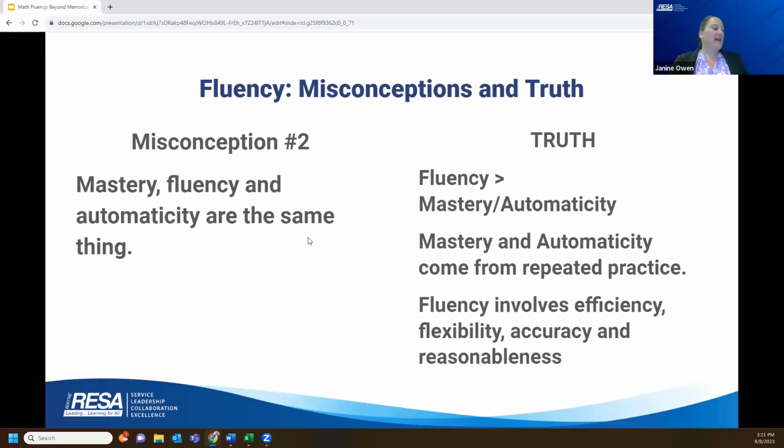The second misconception is that mastery, fluency, and automaticity are the same thing, when in reality, fluency is greater than both mastery and automaticity. Mastery and automaticity are kind of equal to each other. They both come from repeated practice. But fluency involves efficiency, flexibility, accuracy, and reasonableness, like we had mentioned earlier.